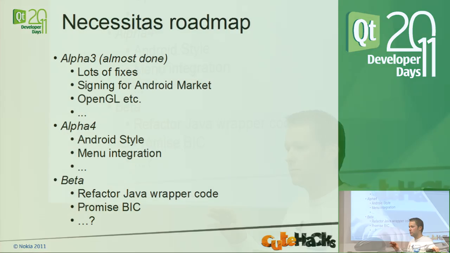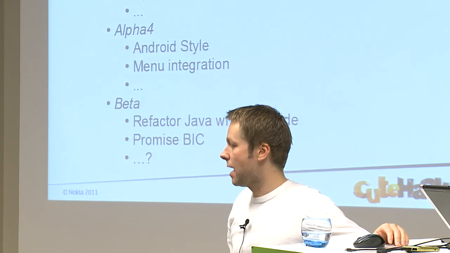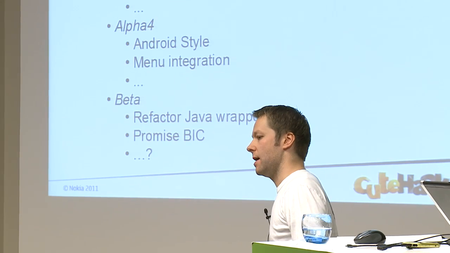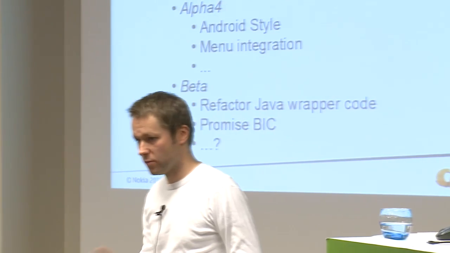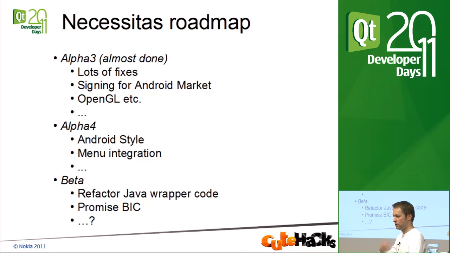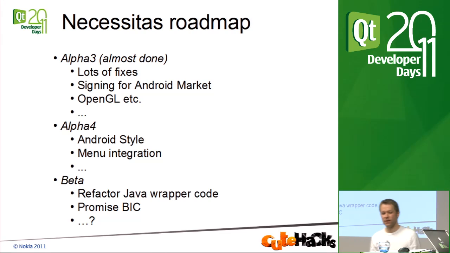Alpha 4 was thinking of doing Android style and menu integration, so that the Qt menu would automatically integrate with the Android native menu. And the beta, refactoring of Java code and promising binary compatibility, because that's not promised yet. But actually the refactoring of the Java code, the Qt activity, the Qt application, all these things on the left side, has already been done, and it's been reduced to 2 Java files. And it's been refactored so that it's more robust for change. A little bit like the D-pointer trick in Qt, trying to do something similar in the Java wrapper.